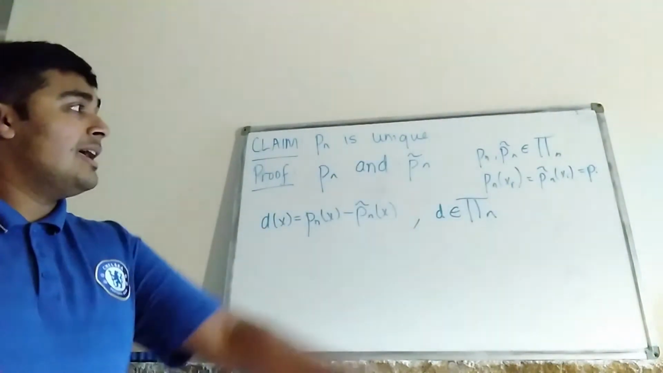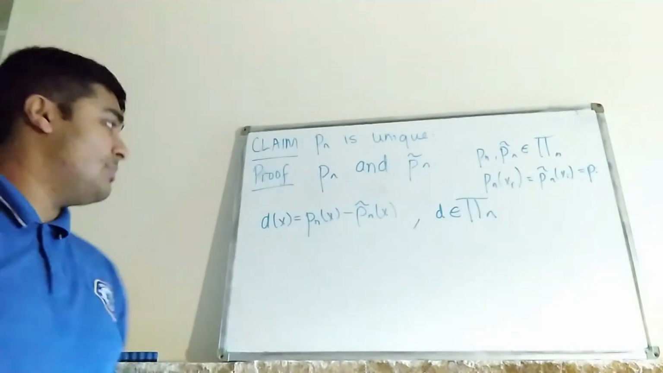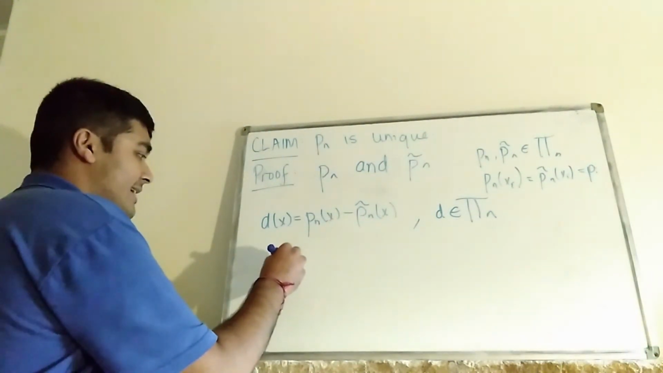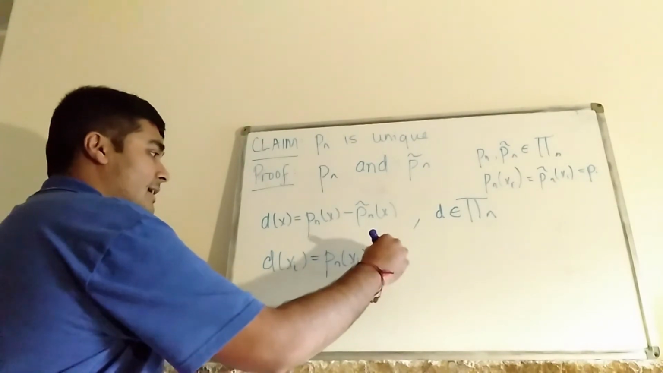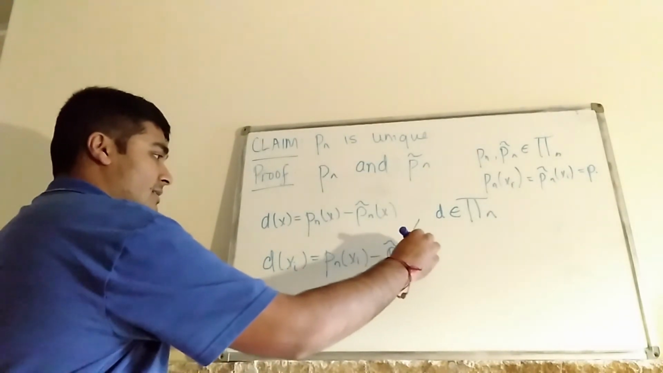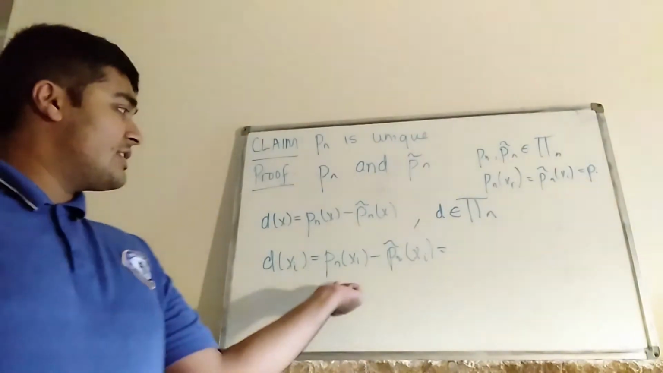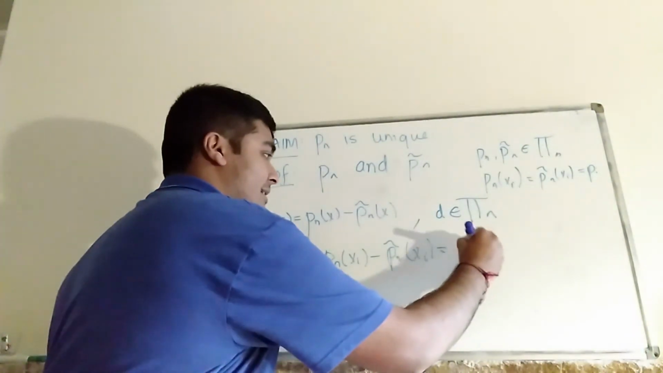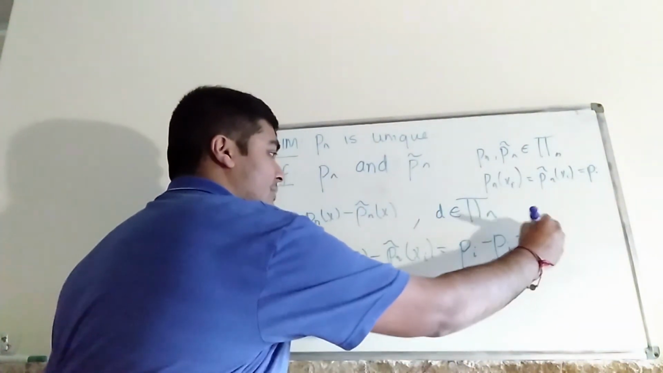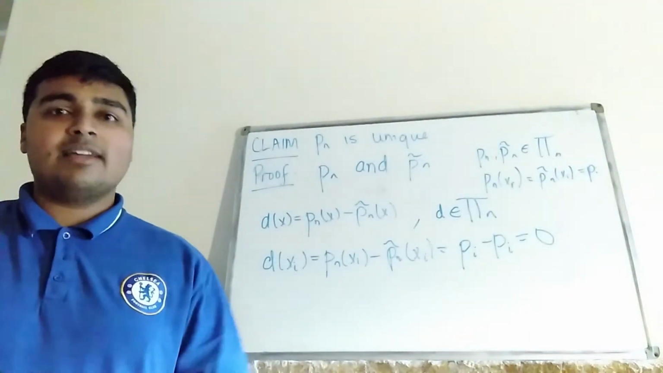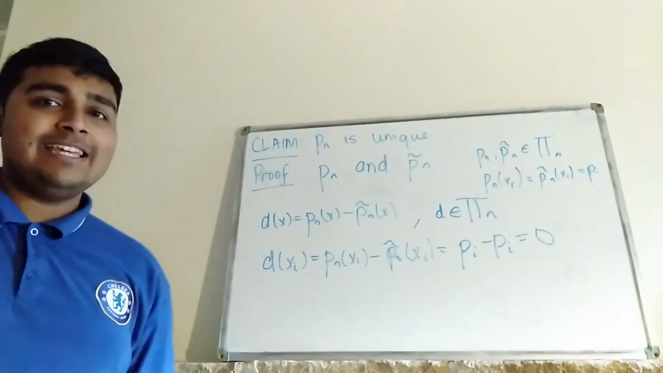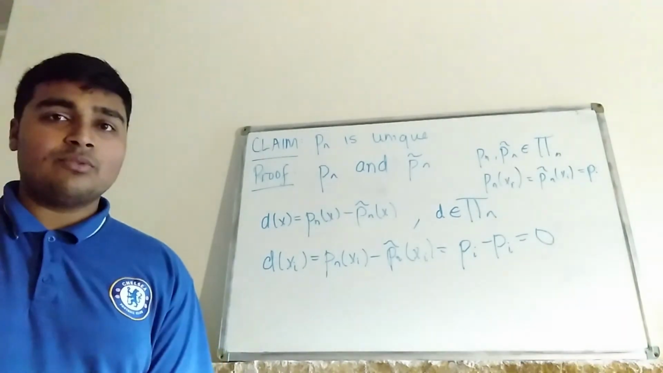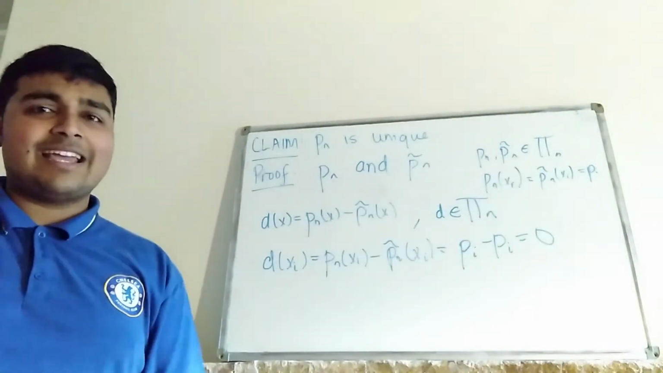Great. Now let's plug in each of the data points. So d of x_i, by definition, is going to be P_n of x_i minus P tilde n of x_i. And each of these is p_i, so we get p_i minus p_i, and that is equal to 0. And of course that holds for i equals 0, i equals 1, all the way up to i equals n. Okay, so we've shown that d has at least n plus 1 roots, namely x_0, x_1, all the way up to x_n.